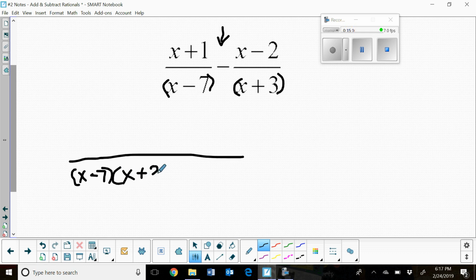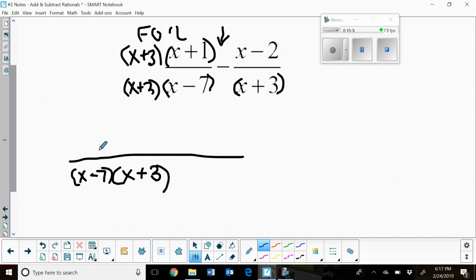Now, let's go to the first term. What am I missing? I'm missing the x plus 3. So let's multiply the denominator by x plus 3 and the numerator by x plus 3. Now, this one's a little bit different because notice I have a binomial times a binomial. So what do I have to do? I have to FOIL it. So let's FOIL this together, and I get an x squared plus 4x plus 3.